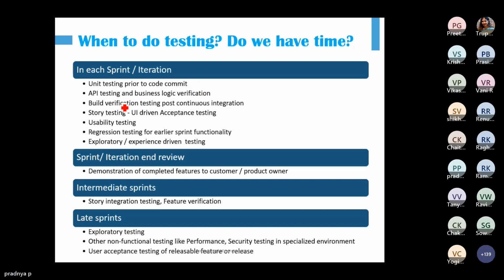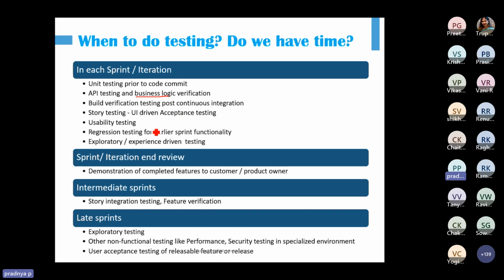There will be typically unit testing that we will be doing with the developer prior to committing the code. There will be API testing that we will be involved in. We will need to check the business logic verification. Once the build is done by the developer, we will have to do the build verification testing, smoke testing, to ensure that the build is not failing. A story which is getting completed within that iteration, we will need to ensure that acceptance criteria based testing is done for that story. If there is a UI involved, we have to do the testing through the UI as well as the usability aspect of it.